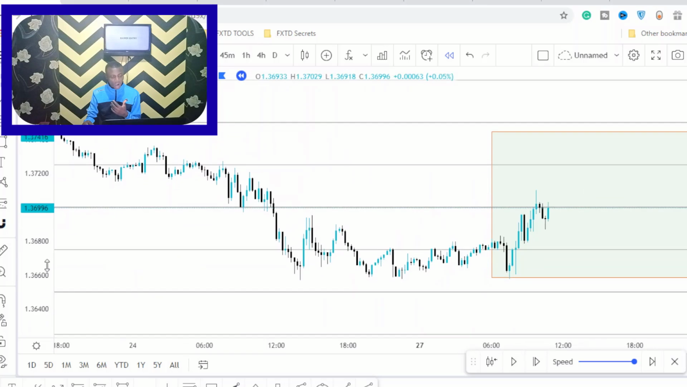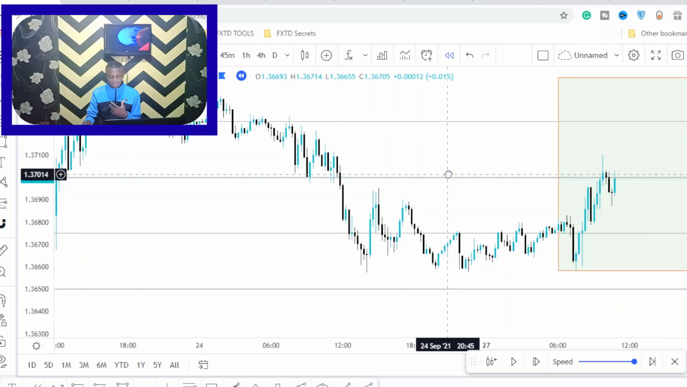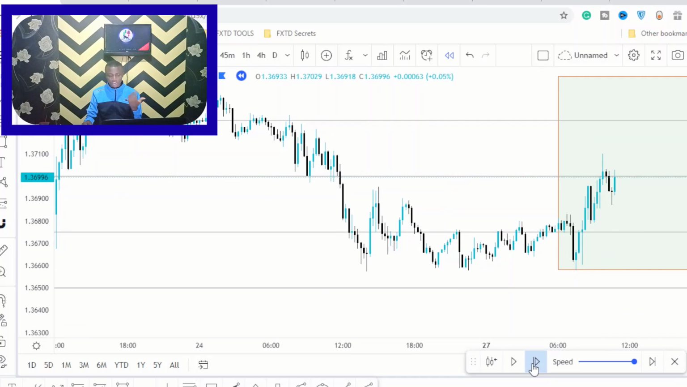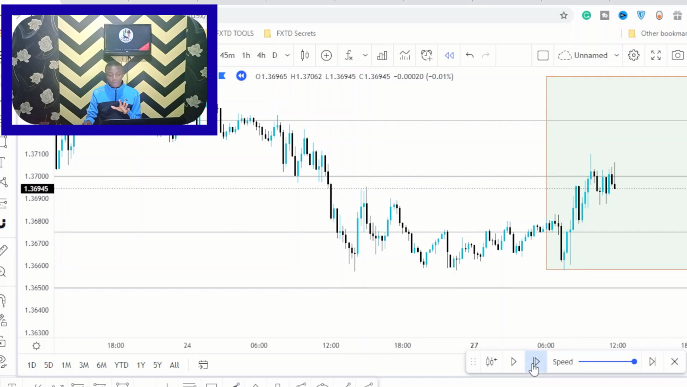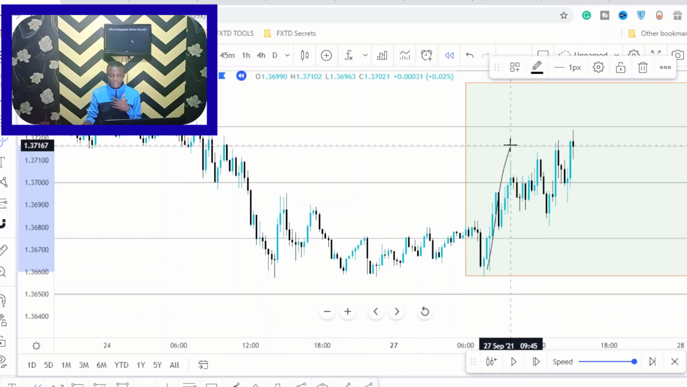Because this is 4 hour, right? You can go on the 15 minutes and look for a perfect entry setup. Now, first, one thing you want to look for is to make sure that liquidity has been taken out. So once liquidity has been taken out, then you should have a little bit of confidence that price should go in the direction you want it to go.